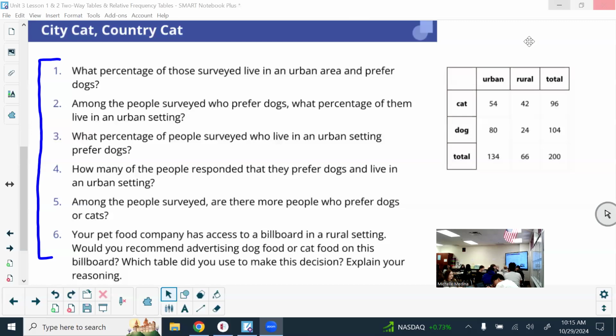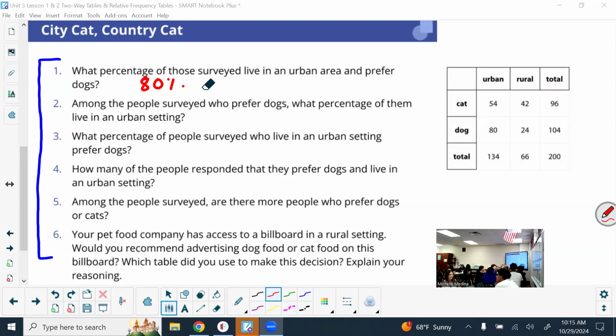So table 5, number 1. What percentage of those surveyed live in an urban area and prefer dogs? Okay, 80%. Anyone get something other than 80%? Table 3? 40%. Anyone get something other than that?